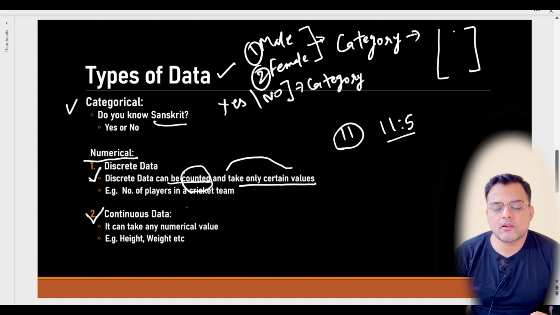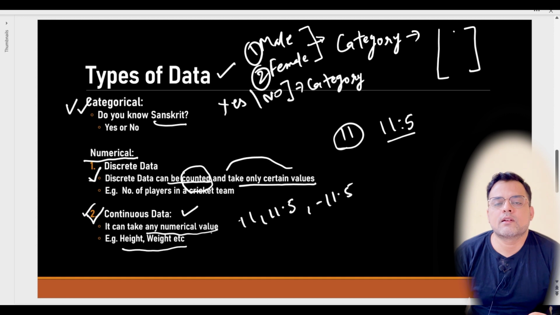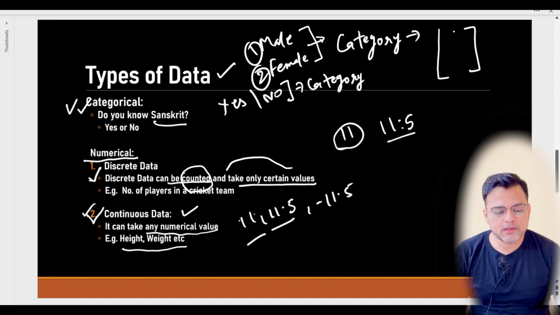Now when we talk about continuous data, this is also a very important data type, and most of the time we work with categorical data or continuous data. Continuous data can take any numerical value. It can take 11, it can take 11.5, it can take minus 11.5. It can take any numerical value, for example height, weight, etc. Height and weight can be decimal and can be a whole number as well. So this is from the perspective of the different kinds of data.